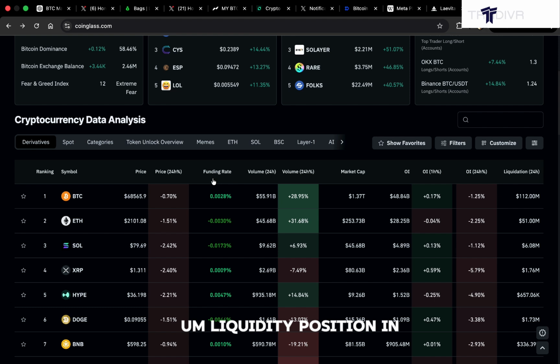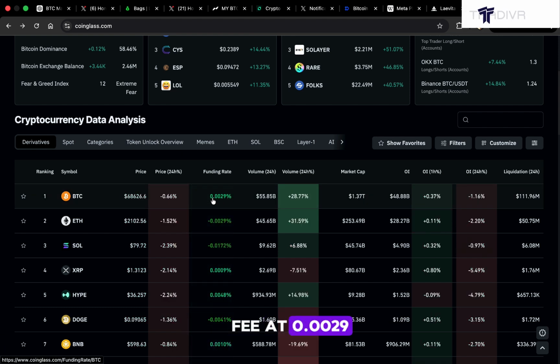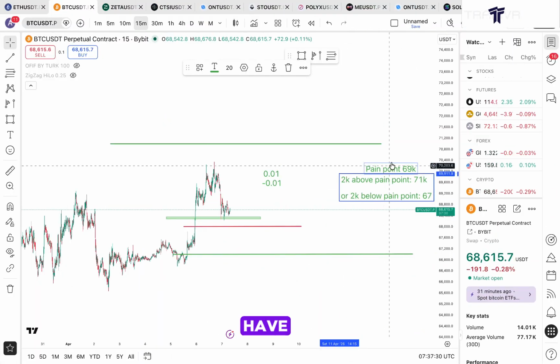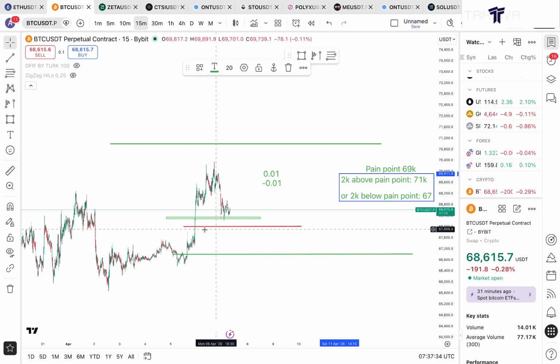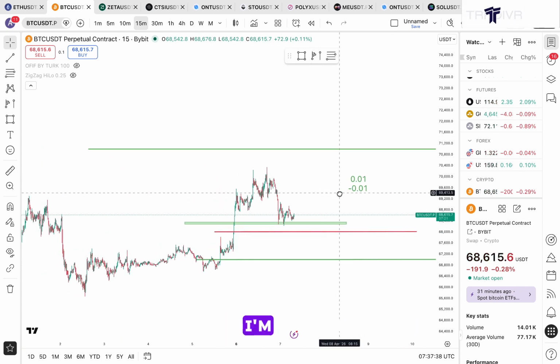Now we have funding fee at 0.0029. So this is still longs coming in. Longs are piling in, so they are going to short this market, but not yet. That's why I'm on a swing trade. But if I want to scalp, I have to go back and look at these things. For scalping, I know that price is going to be at one of these levels, so I'm going to focus now on my technical analysis.